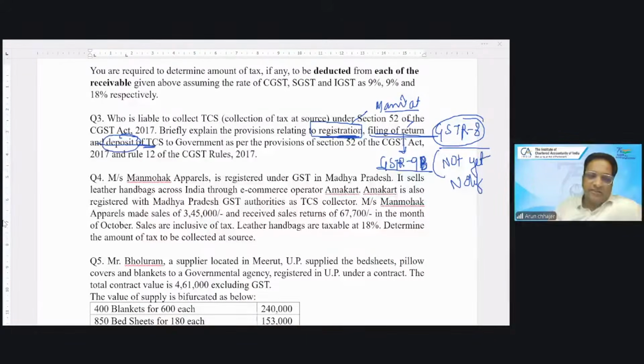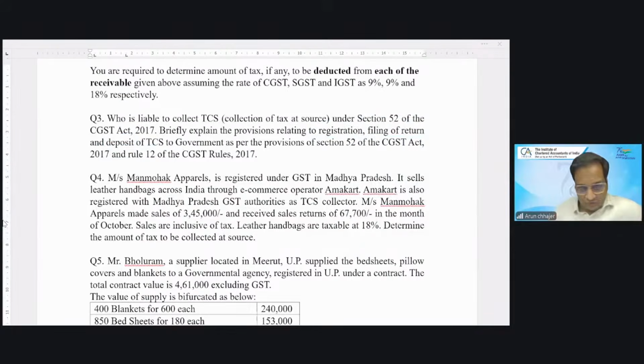ठीक है. डेट ऑफ नेक्स्ट मंथ, डेज ऑफ नेक्स्ट मंथ. ओके. क्या ड्यू डेट है टीसीएस के रिटर्न का? What is the due date of TCS return? सेम है. डेट ऑफ डिपॉजिट टीसीएस का और ड्यू डेट ऑफ द रिटर्न इज सेम, दैट इज 10th of next month.